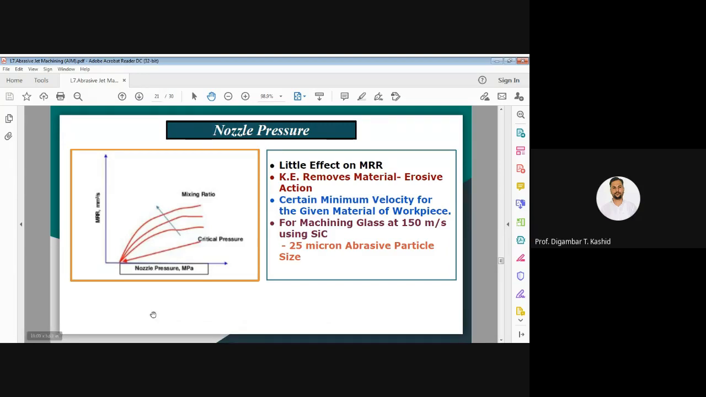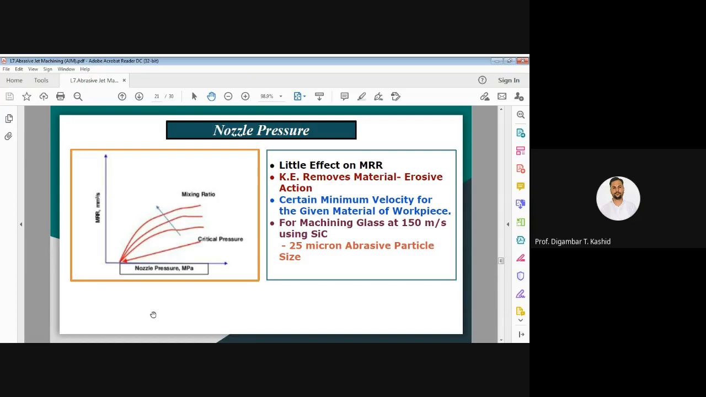That is a minimum pressure, which is needed for the start of removal of the metal. It is called the critical pressure. Critical pressure means what? This is the minimum pressure which is needed for the start of removal of the metal.